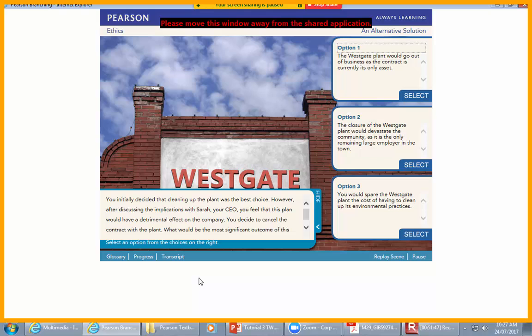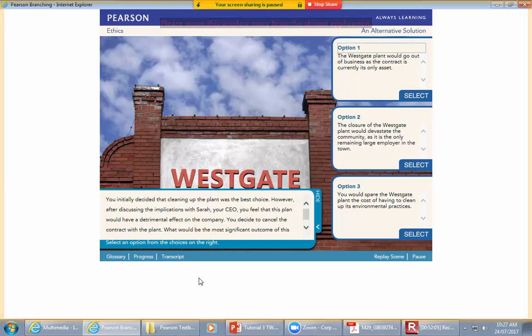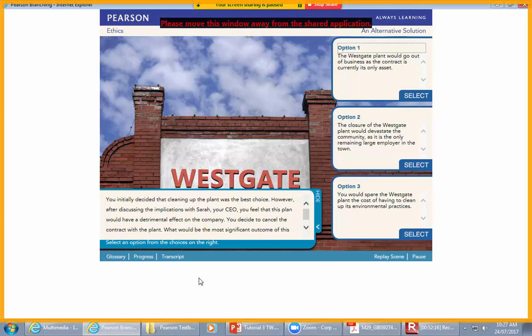You initially decided that cleaning up the plant was the best choice. However, after discussing the implications with Sarah, your CEO, you feel that this plan would have a detrimental effect on the company. You decide to cancel the contract with the plant. What would be the most significant outcome of this solution? Select an option from the choices on the right.